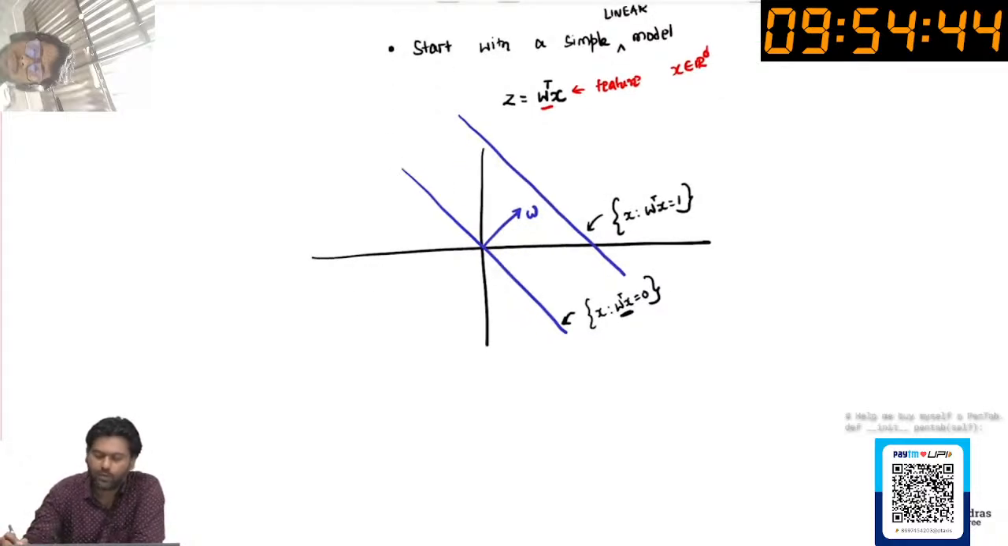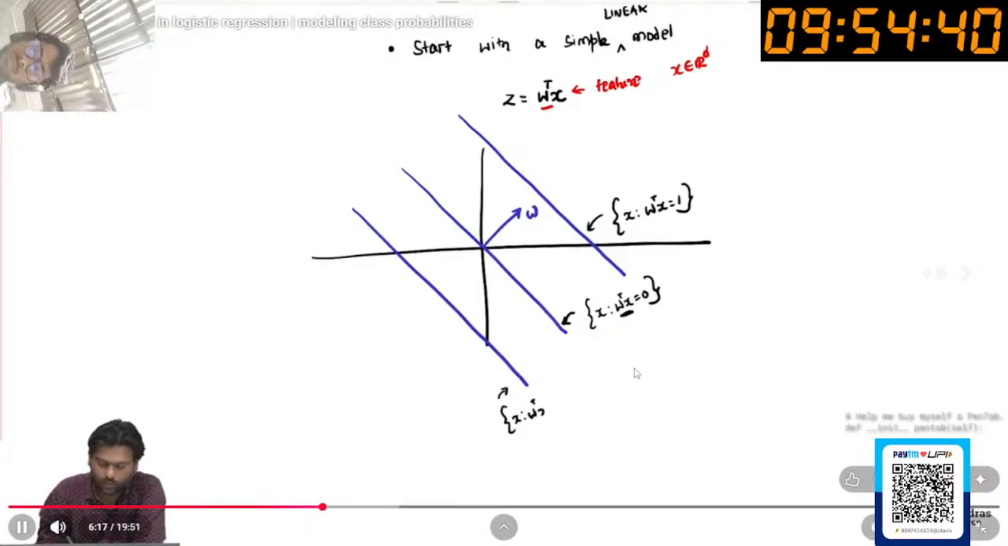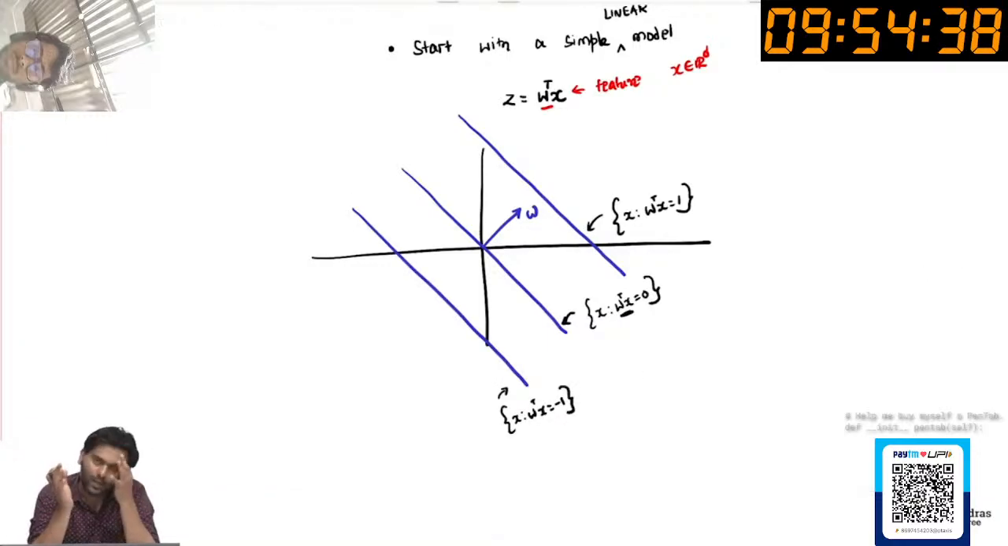Now, similarly, where are the set of points for which the score is minus 1? Remember, the score is just a dot product, the way we are thinking of it. So this is the set of all x such that w transpose x equals minus 1. If the score is negative, then the data point is highly probable to be labeled minus 1. If the score is positive, then the data point is probable to be labeled as positive.